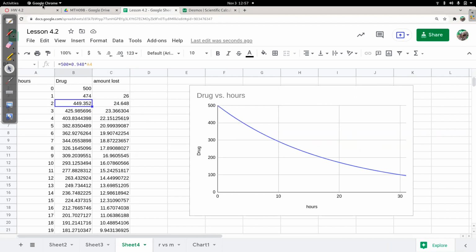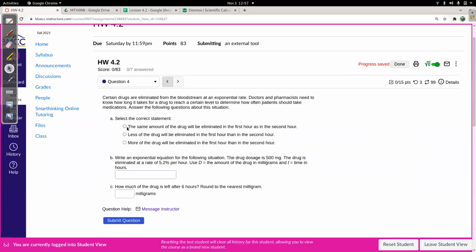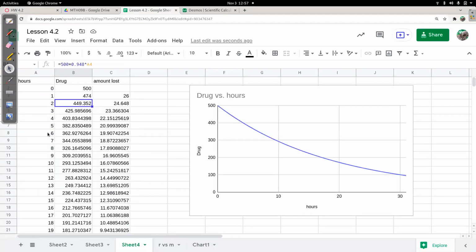Okay, so back here, more of the drug will be eliminated in the first hour than the second, and that's always true in a percent decrease problem. Always, always, always, because we start with the biggest number and we lose from there. And when you take a percent of a smaller number, you get a smaller amount of loss. All right, so again, spreadsheet, super helpful. We've got a formula. We calculated the amount for 6 hours later, and we got this done.